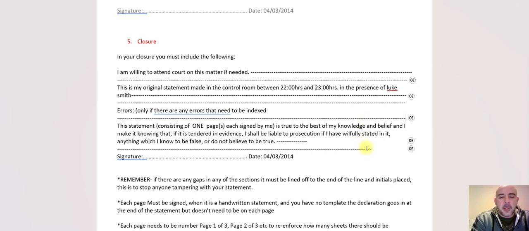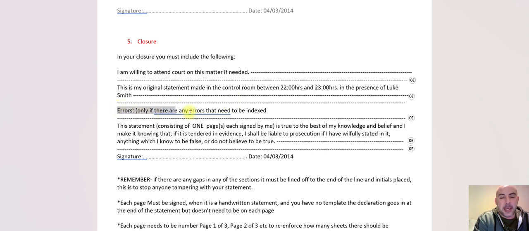So just to recap again, you've got to put in at the end of the statement, in the closure section, and remember, guys, please write the statement out in the way that we're asking you, in the format that we're asking you, not the way you're used to doing it. This is the format that we want. So first of all, I'm willing to attend court on this matter if needed. This is my original statement made, and you say where, the time, and if it was in the presence of anyone. If it wasn't in the presence of anyone, then you don't have to mention it. Just leave that out.